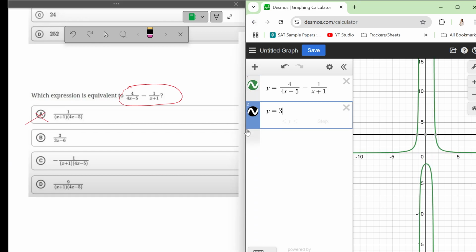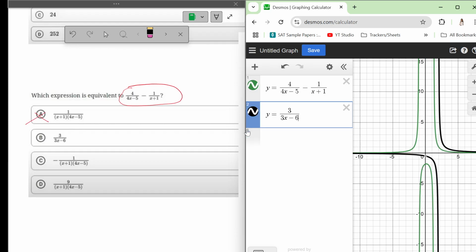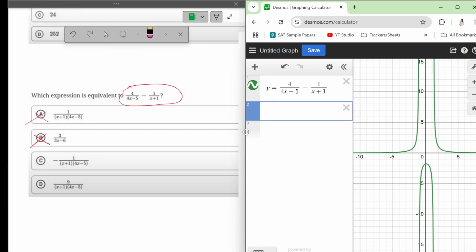y is equal to 3 over 3x minus 6. No, the black graph has not replaced the green graph, so answer choice B is also not correct. Let's try answer choice C. Minus 1 over x plus 1, and actually answer choice C is just the negative of answer choice A, right? So I don't think it will be the answer. That is also not the answer.